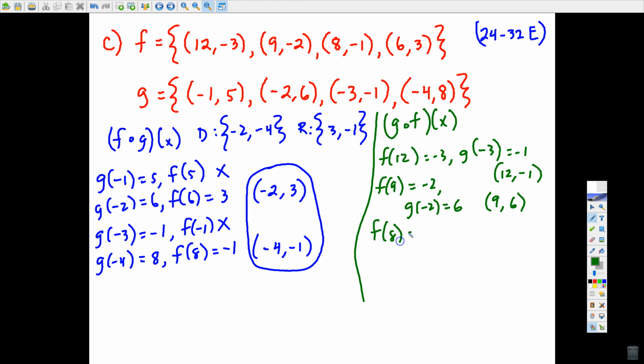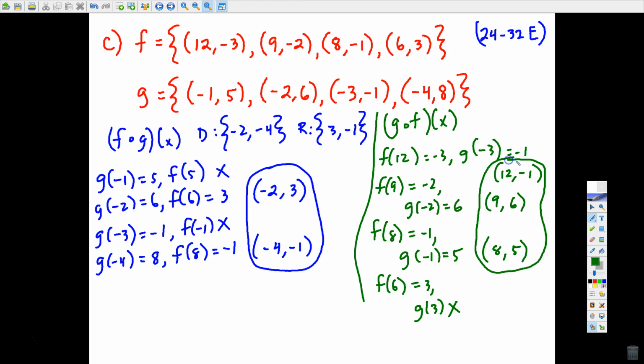F of 8 is -1. So g of -1 is 5. So that gives us 8, 5. And then finally, the f of 6 value is 3. So g of 3, see, g of 3 doesn't exist. So these ordered pairs represent the composed function. And so we can list out the domain, the x-coordinates, 12, 9, and 8. And the range, the y-coordinates, -1, 6, 5.